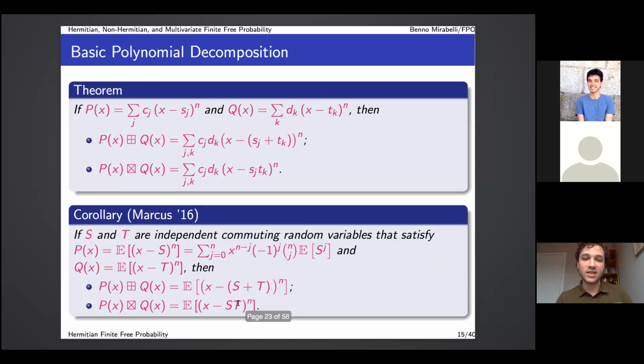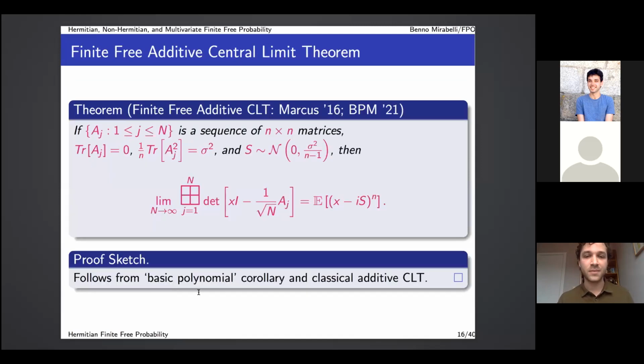Oh, so I should say that this corollary was previously derived by Adam Marcus in 2016, not using basic polynomials, but using directly facts about independent commuting random variables. The basic polynomials let you do a few other extra things with flexibility that I don't think I'll get a chance to talk about today, but it's a slightly different approach. So now I can use that connection to classical probability to prove the finite free additive central limit theorem.